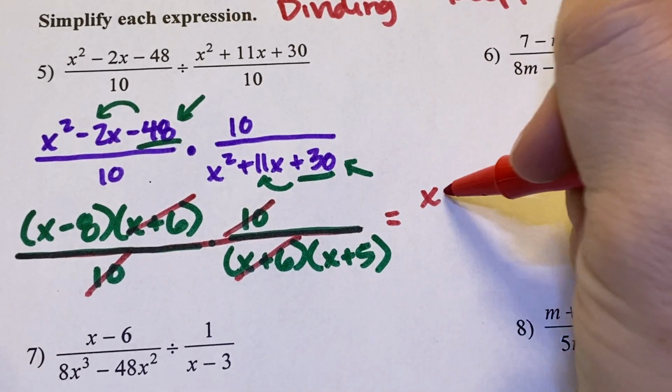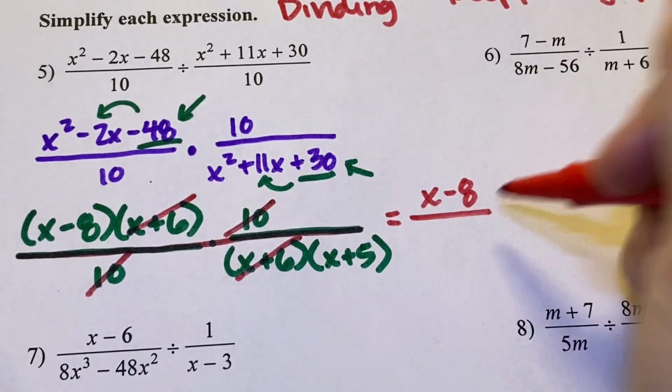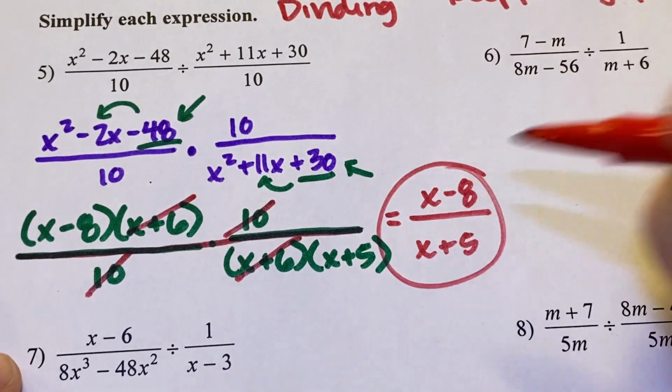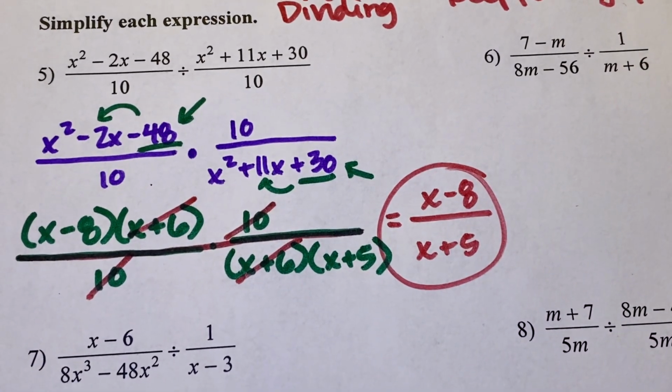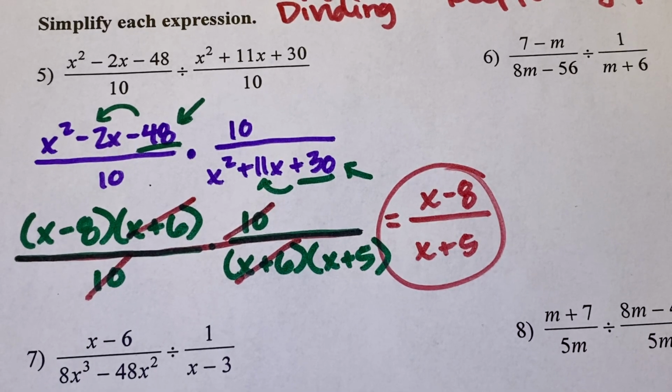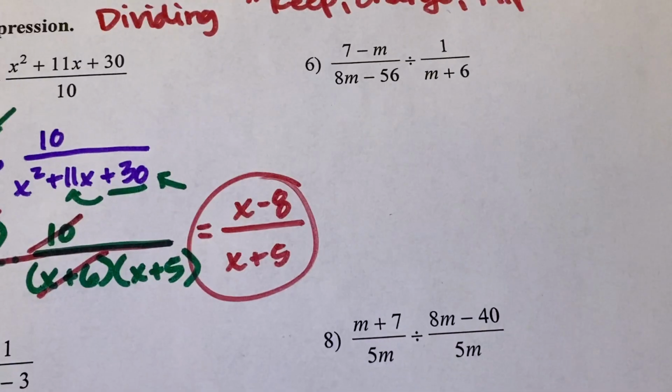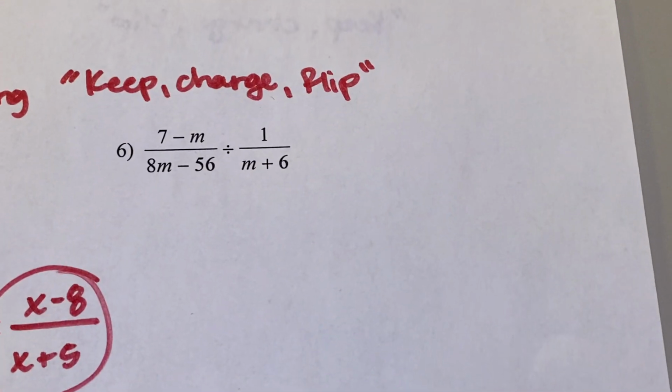On top, x minus 8. On bottom, x plus 5. Woo! Simplified. You guys just divided a rational expression. Boom. Okay, let's keep doing it. Practice makes progress, right? We don't have to be perfect, just gotta get better.